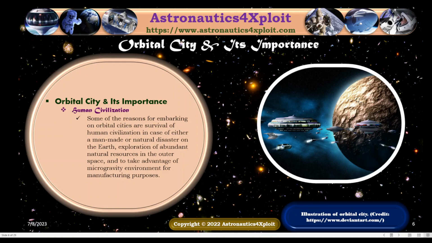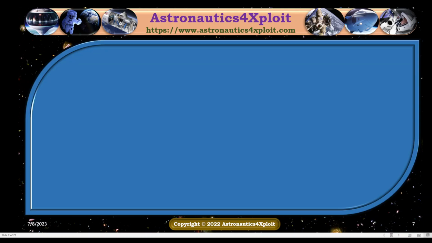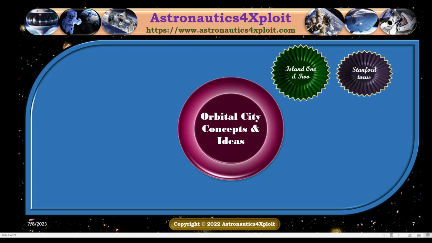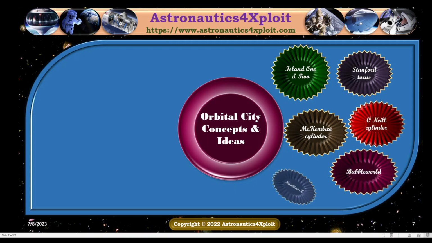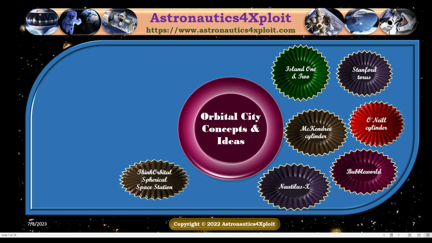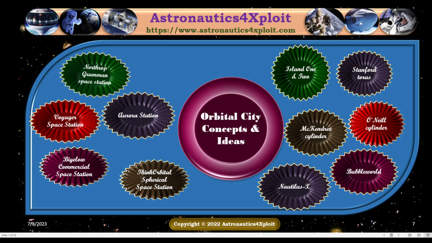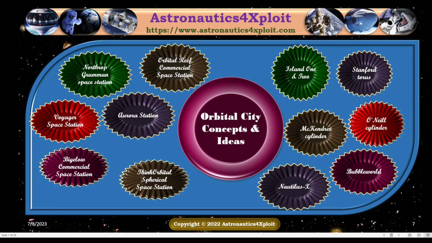Some of the reasons for embarking on orbital cities are the survival of human civilization, to explore the abundant natural resources that are found in outer space, and to take advantage of the microgravity environment. An illustration of an orbital city is shown in this picture. Orbital city concepts and ideas have been proposed, and some of them are highlighted as follows: Island 1 and 2, Stanford Torus, McKendree Cylinder, Honeycomb Cylinders, Bubbleworld, Nautilus-X, Thin Ring Spherical Space Station, Bigelow Commercial Space Station, Aurora Station, Voyager Space Station, Northrop Grumman Space Station, and Orbital Reef Commercial Space Station.